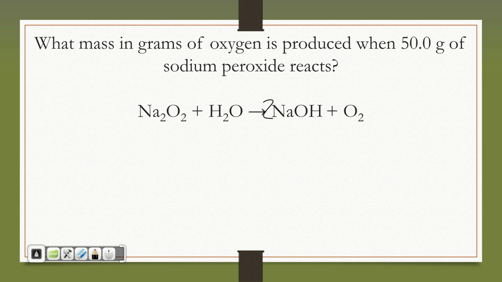I'm going to skip O's like I usually do. I'm going to go to H's. I have 2 H's, 2 H's, so I'm good there. I have 2 plus 1. I have 3 O's on this side, and I have 3 O's. Oh, no, I don't. I have 4 O's on that side.